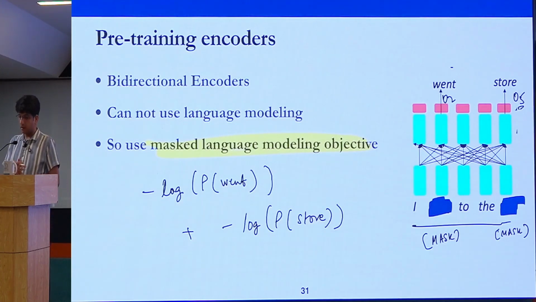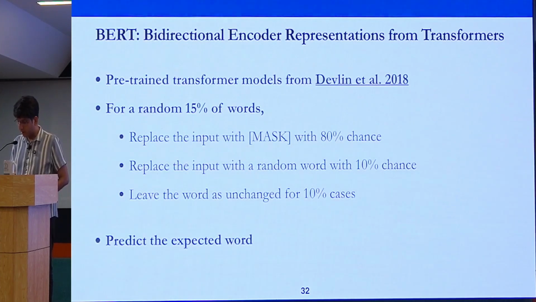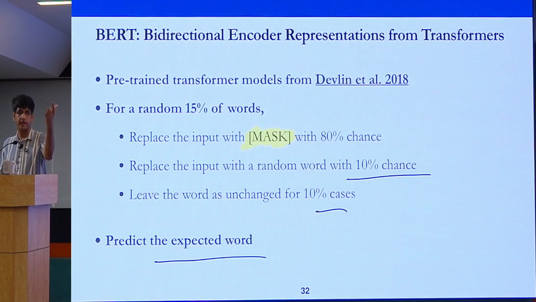So BERT is bidirectional encoder representations from transformers. They said that we will randomly choose 15% of the words. Of those 15%, we will replace the input with this mask token. And to add some regularization effects, we will randomly change the word 10% of the times, and 10% of the times we will keep it unchanged. But the goal is to predict the word that was actually there in the text.